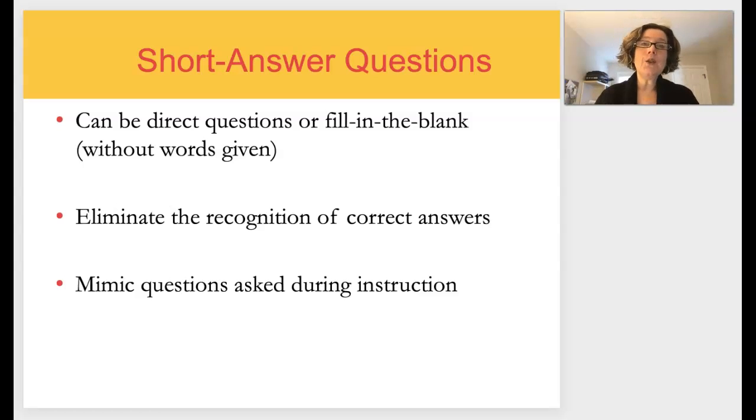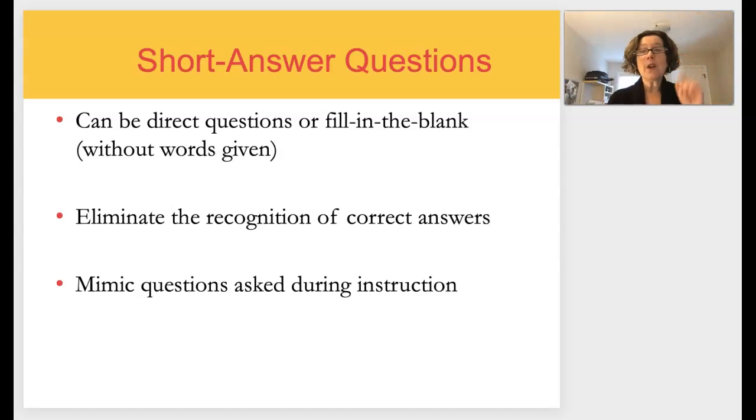Hopefully these short answer questions will mimic the questions asked during instruction. If you ask lots of analysis type questions in your classroom time when you're teaching, then you should be able to ask those kinds of questions in your short answer. But that goes back to the table of specifications. If all you've ever asked in class are recall and knowledge questions, you have to analyze whether it is really fair to now give them short answer questions with lots of higher level Bloom's ideas in them.